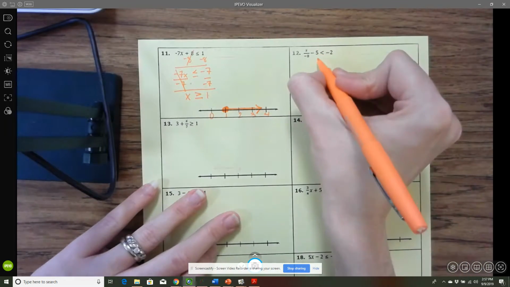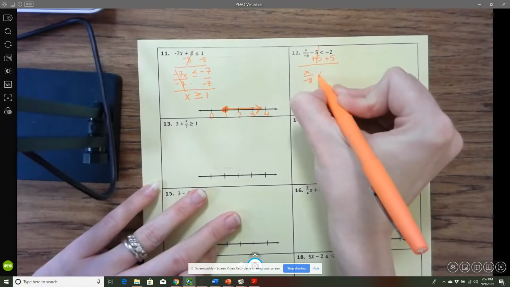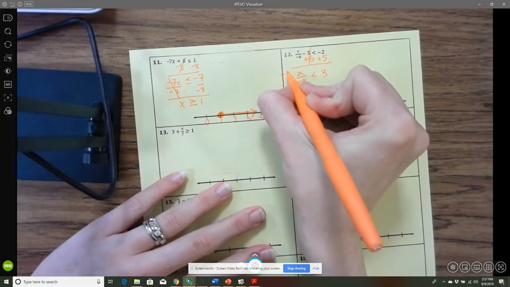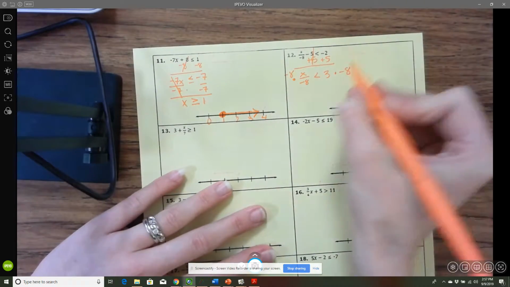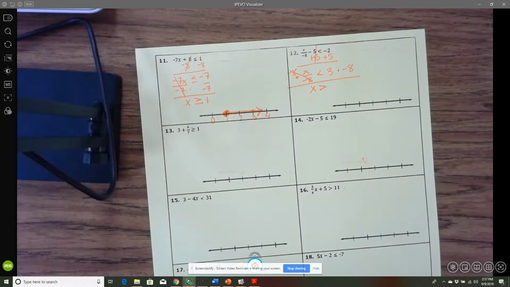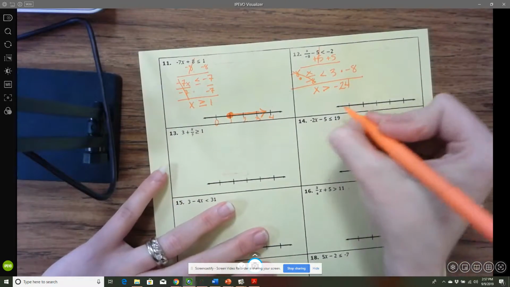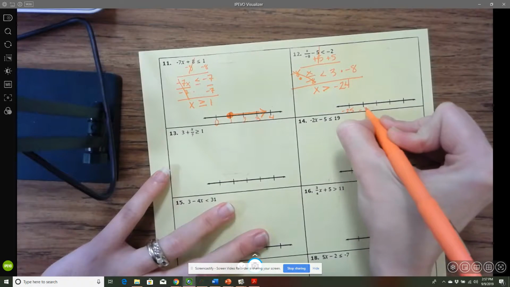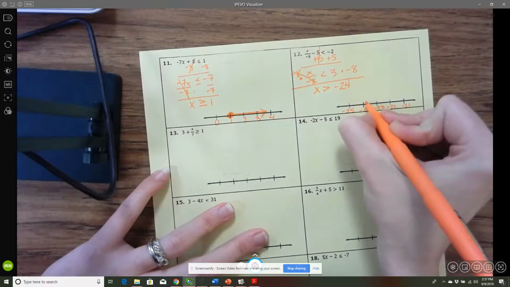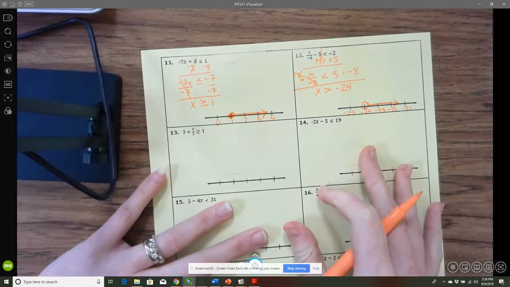All right, on this one, we're going to add 5 to both sides. This cancels, so -2 plus 5 gives me a 3. Here, I'm going to multiply by a -8. So remember, if we multiply or divide by a negative, the sign has to flip. So x is going to be greater than -24. So -25. So open circle, and x is greater than, so it's going to go this direction to the right.